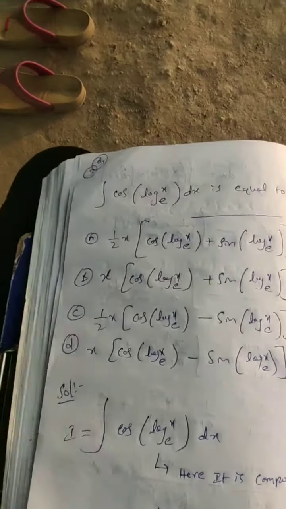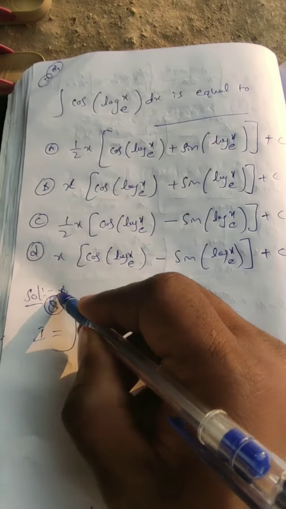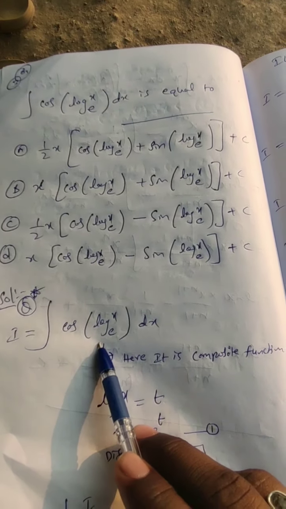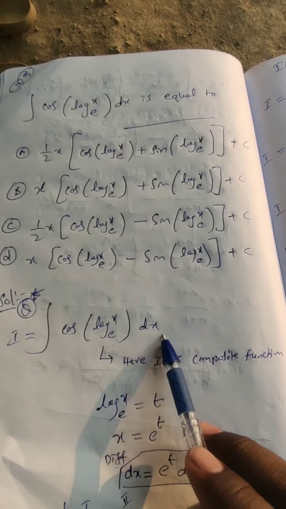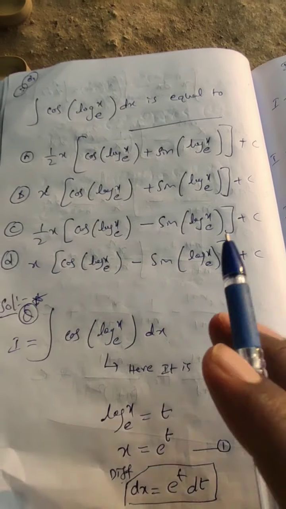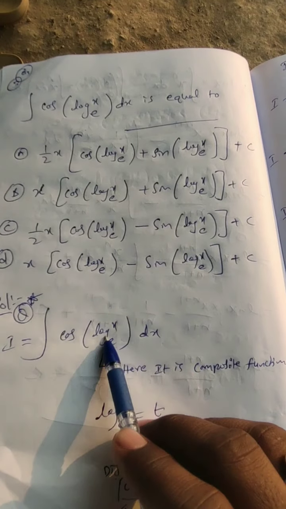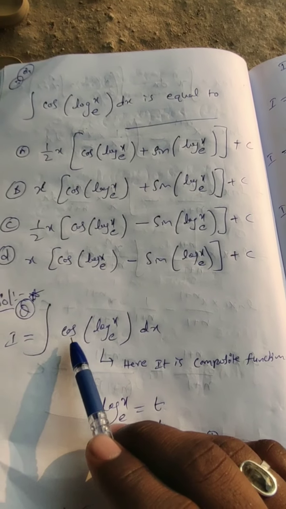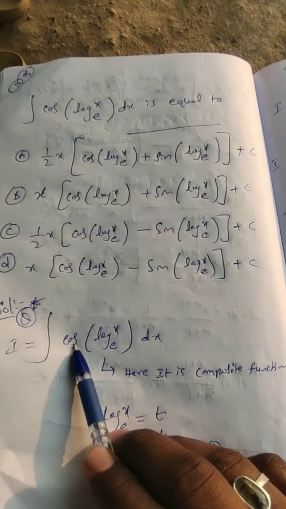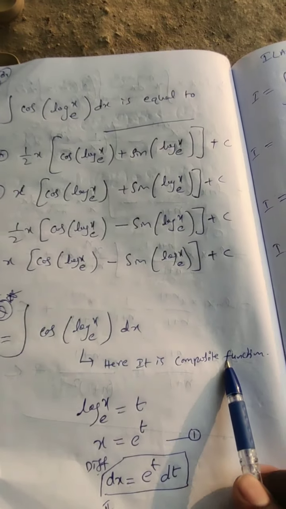Let us see the next question, which is a very interesting and important question. I is equal to integration of cos(log x) with base e dx. Now this is not a product of two functions. Don't confuse. This is not cos x times log x. That is a wrong assumption. Cos of an angle is mentioned, log x with base e, that means this is a composite function.